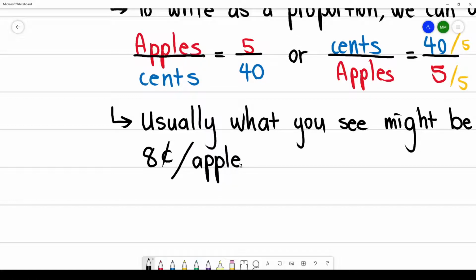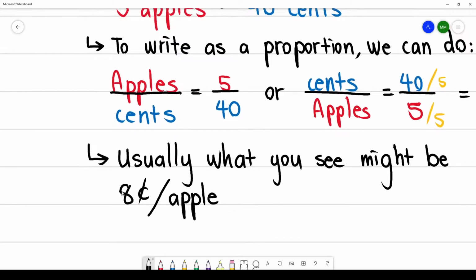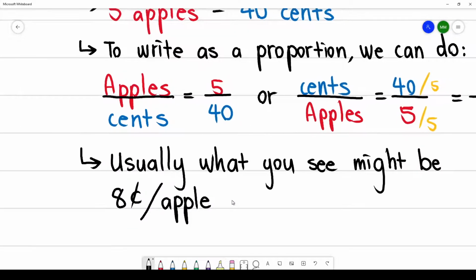So essentially these prices, they are a proportion: a relationship between how much money something costs. So 8 cents per 1 apple. That's what a proportion is.